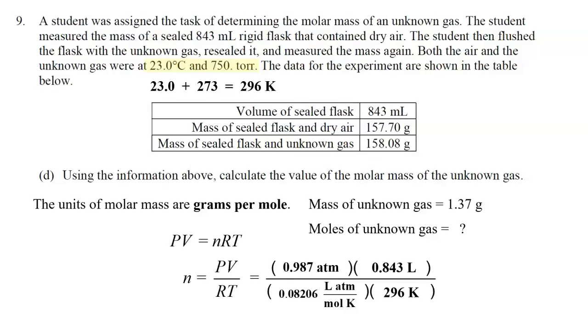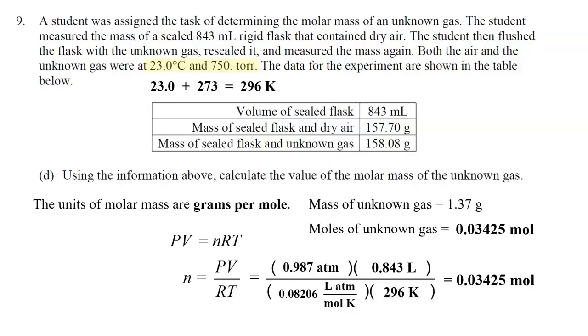So when I pick up my calculator, it will be 0.987 times 0.843 divided by 0.08206 divided by 296. So when I do that math, I get 0.03425 mole. I'm not going to round off that answer because that's not my final answer, but that is the number of moles of gas, the unknown gas.